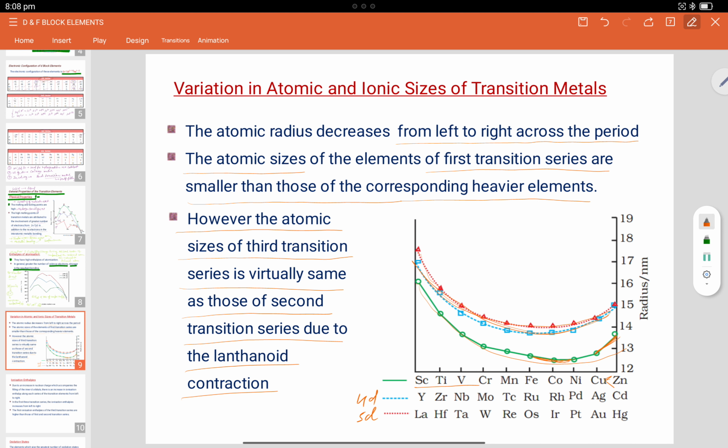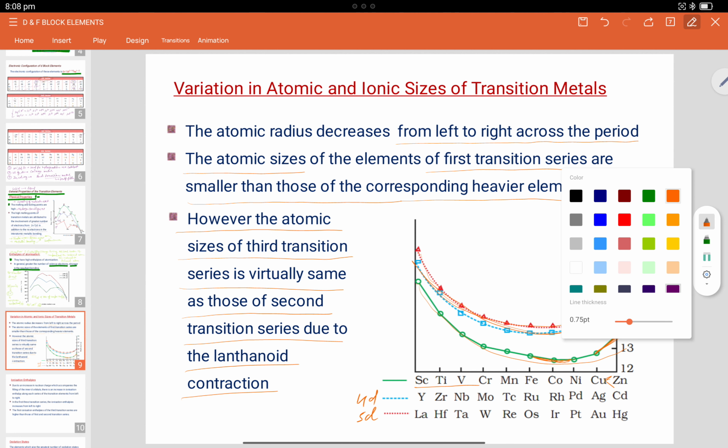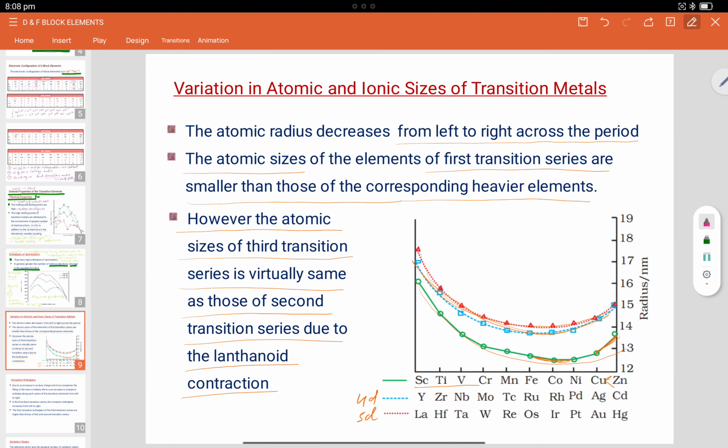3D, 4D and 5D are almost similar because of lanthanide contraction. But in the 3D series, check it once again, I am explaining. We have started from scandium, titanium, vanadium, chromium, manganese, iron, cobalt, nickel, copper and zinc. These are the elements of the 3D series.